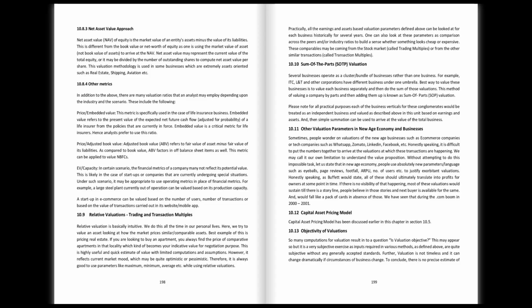Sum of the parts, SOTP valuation. Several businesses operate as a cluster/bundle of businesses rather than one business. For example, ITC, L&T, and other corporations have different businesses under one umbrella. The best way to value these businesses is to value each business separately and then do the sum of those valuations. This method of valuing a company by parts and then adding them up is known as sum of parts, SOTP valuation. Please note, for all practical purposes, each of the business verticals for these conglomerates would be treated as an independent business and valued as described above in this unit based on earnings and assets. And then simple summation can be used to arrive at the value of the total business.